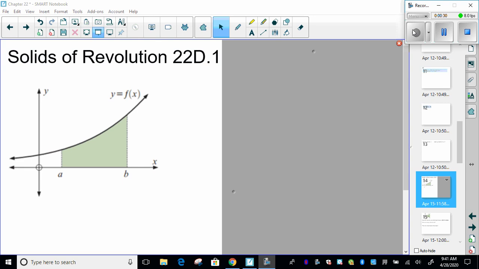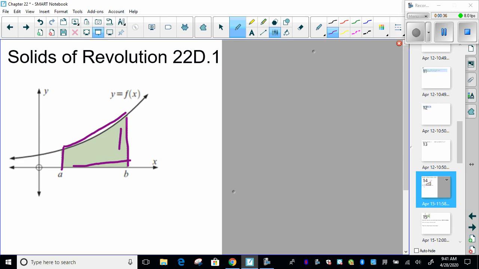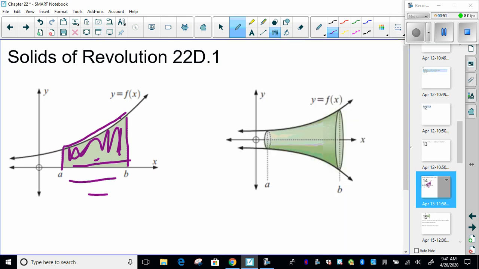So think about this shape. What would this shape look like when we rotate it about the x-axis? This here is going to keep going all the way around. Think about what that shape would be. Sometimes that's the hard part, actually figuring out what the shape is. If I rotate that all the way about the x-axis, I get this shape.